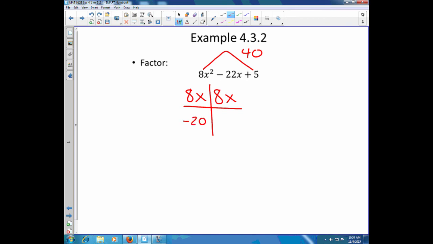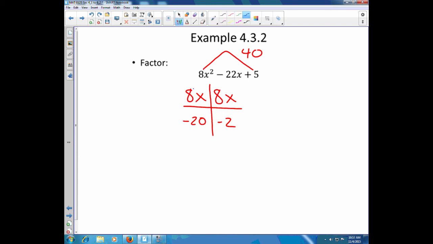Well, negative 20 and negative 2, both of those will work. They multiply to give you positive 40 and add to give you negative 22. But now remember, we have to reduce each side like a fraction.